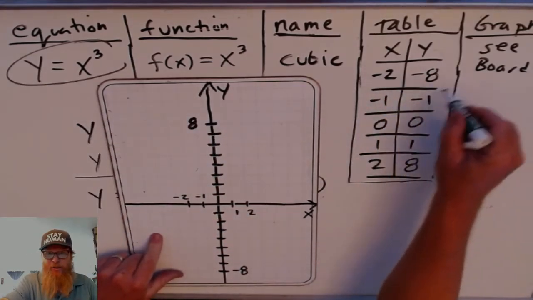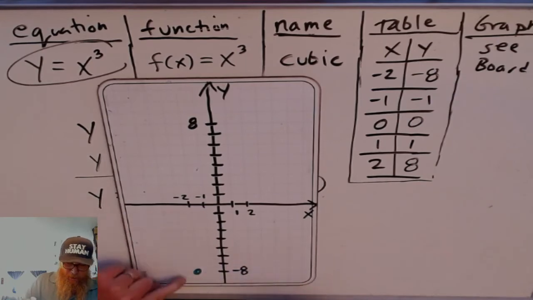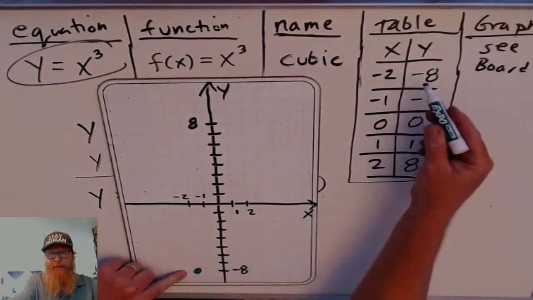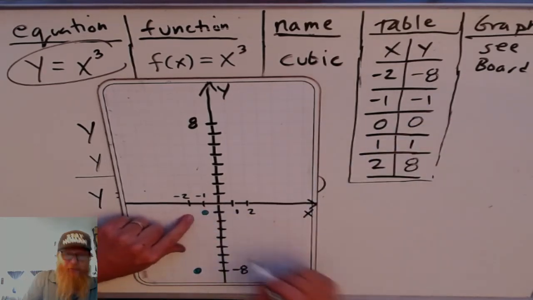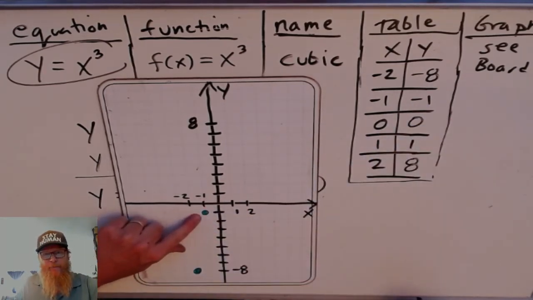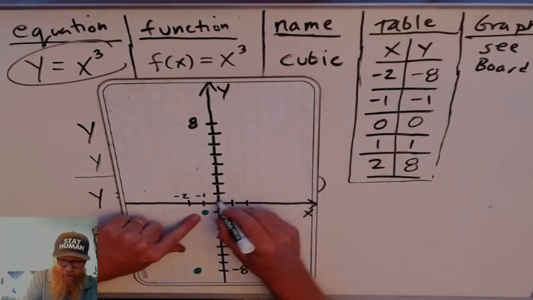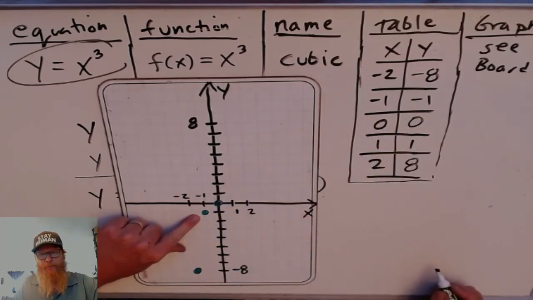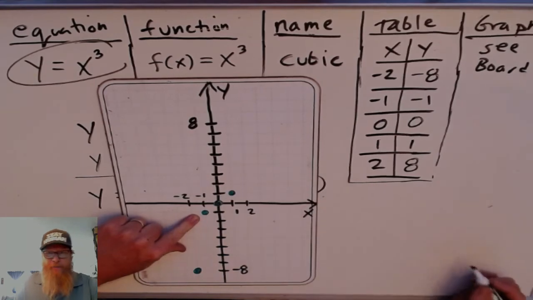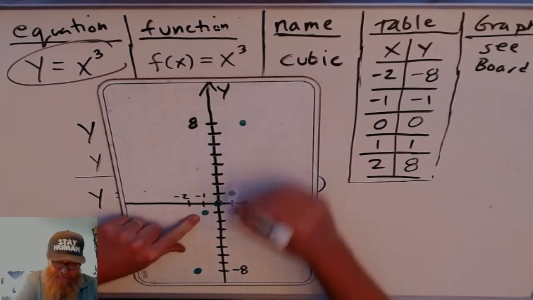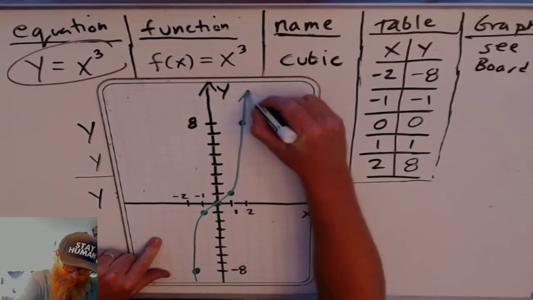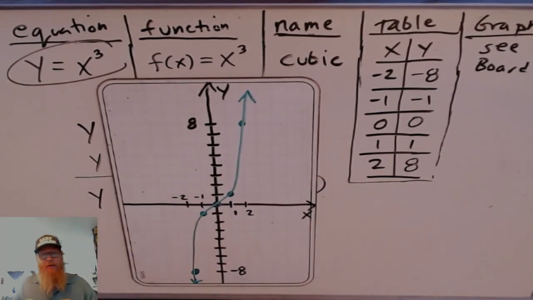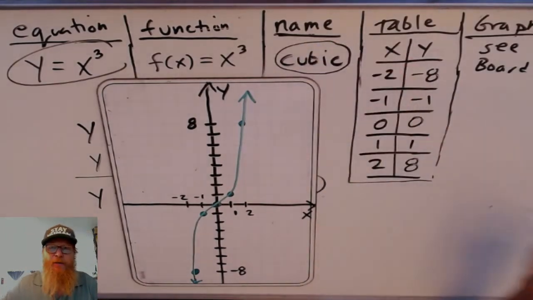So -2, -8, that's down here in quadrant 3. -1, -1, that's also in quadrant 3. 0, 0, that's the origin. 1, 1, and finally 2, 8. That is your cubic function.